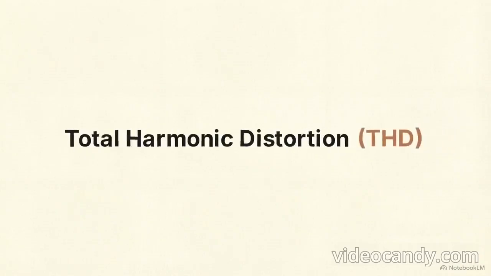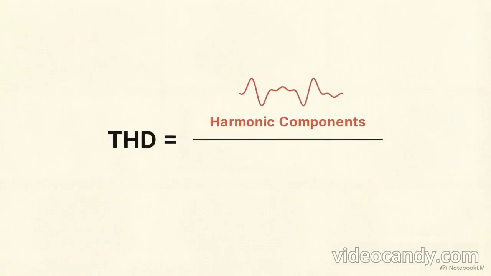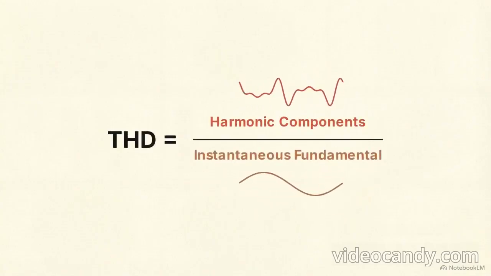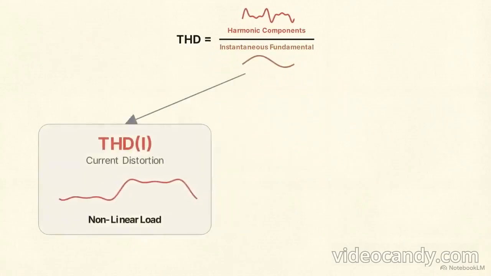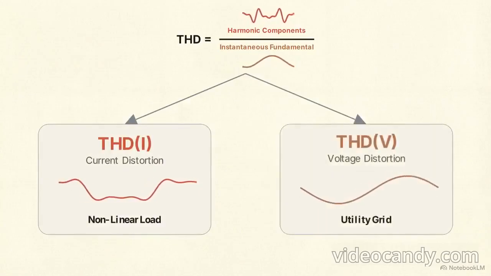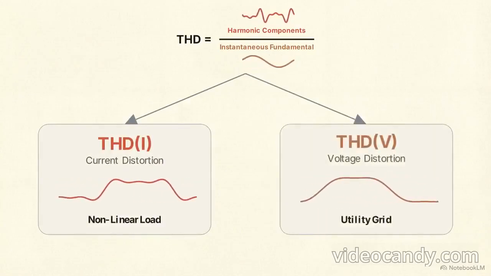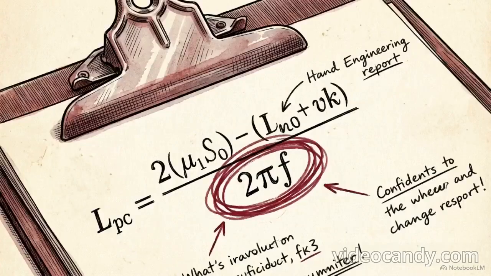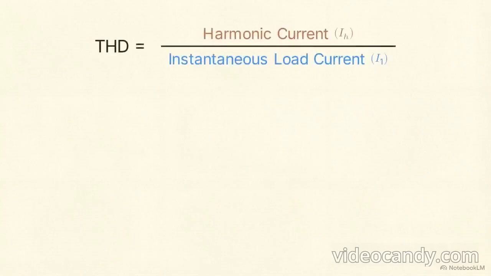To manage this pollution, engineers must measure it accurately and enforce strict limits on what a facility injects back into the utility grid. The most common metric used is total harmonic distortion, or THD. It calculates the ratio of all harmonic components present in the system against the fundamental current currently being drawn by the load. Engineers separate this into THDI, measuring the current distortion created by the nonlinear loads, and THDV, measuring how severely that current has deformed the overall supply voltage.